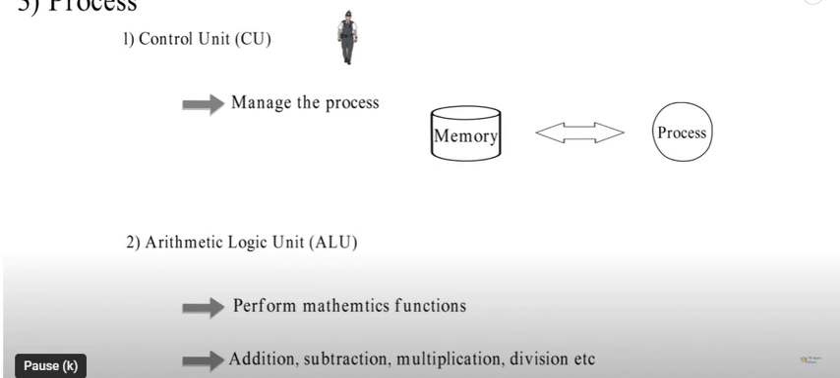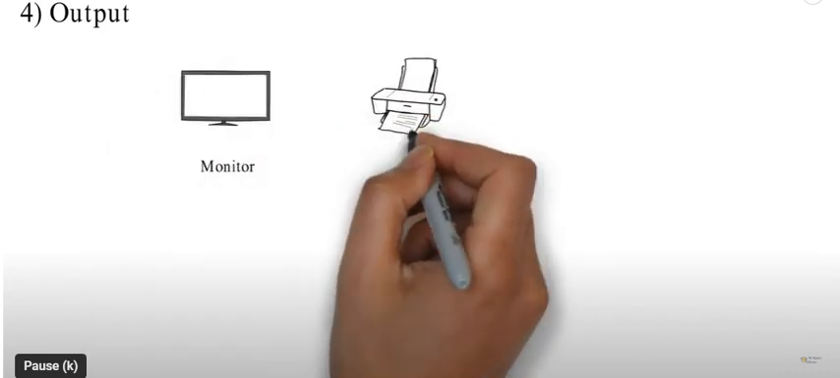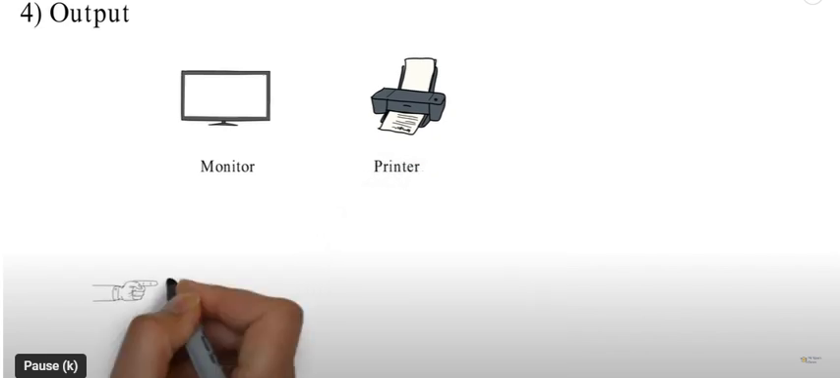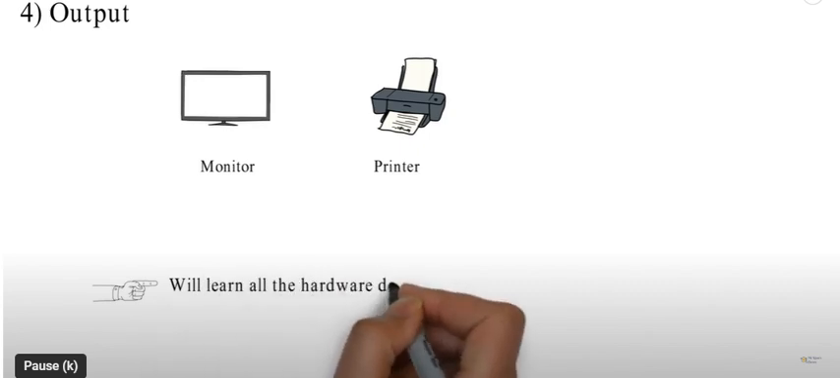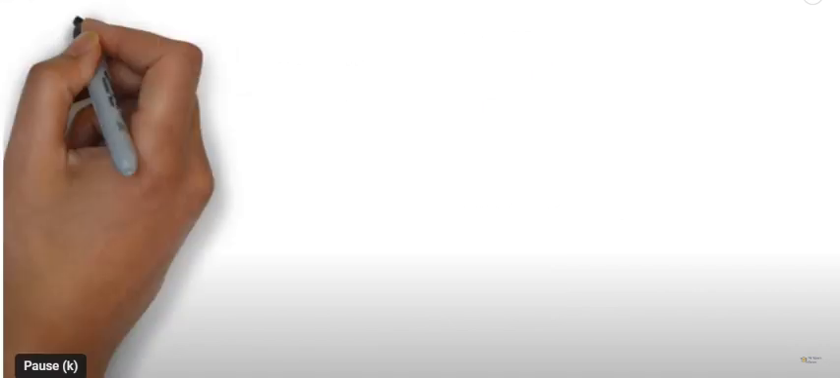And for the output, the output is displayed through the monitor, printers, etc. We will also learn about the working of the hardware later in detail. First of all, what is the von Neumann architecture?